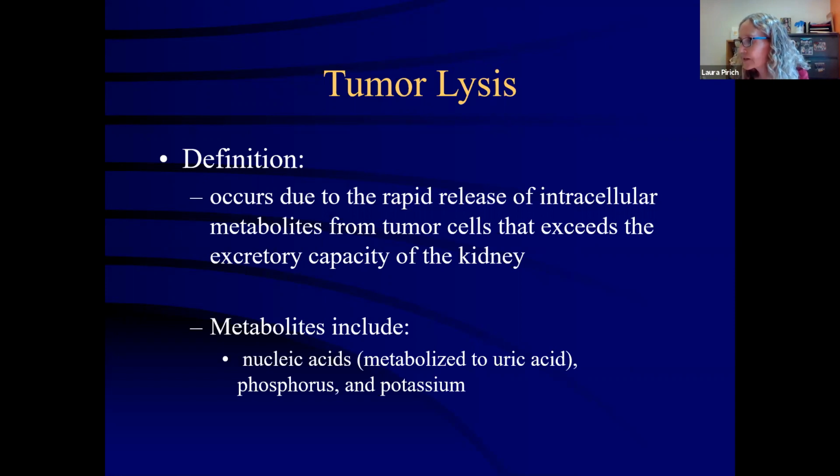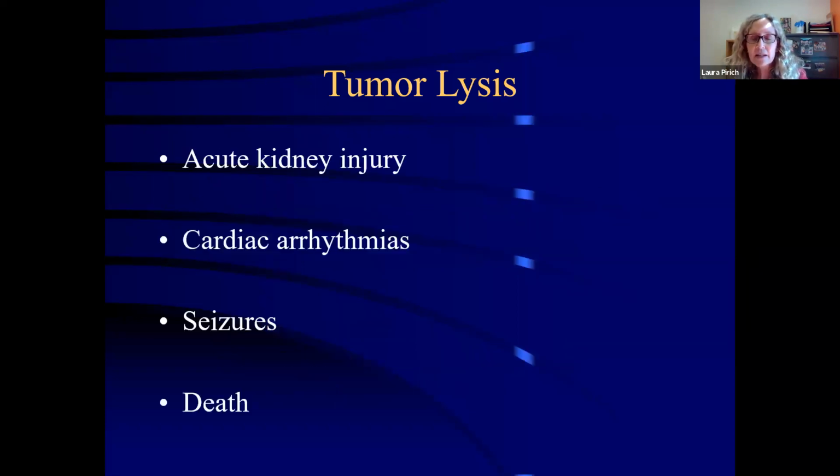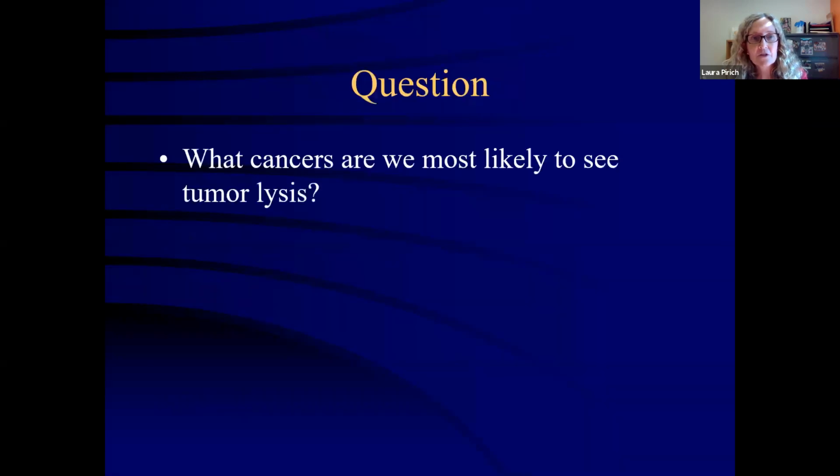Those metabolites include nucleic acids, so the DNA that's in the cells, and those nucleic acids are metabolized to uric acid. Phosphorus and potassium are the other main players that cause problems with tumor lysis. When you have all these metabolic derangements, you can have acute kidney injury. You can have cardiac arrhythmias, especially related to problems with calcium and potassium. You can have seizures, and you can even have death from these metabolic derangements.